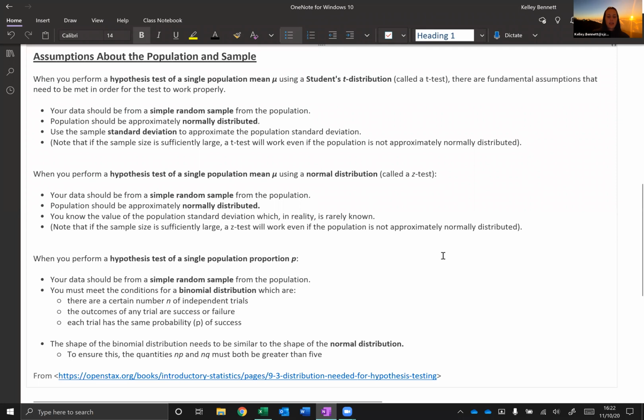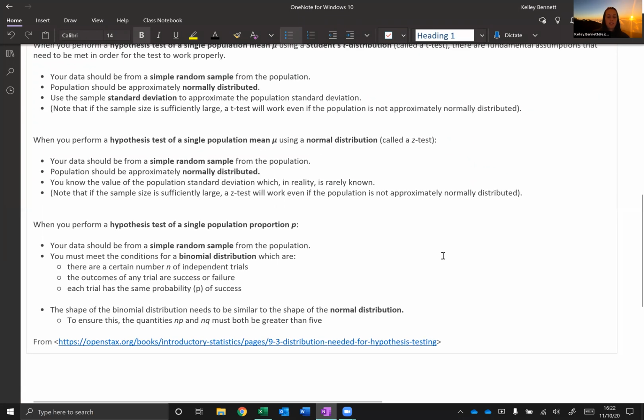And in the last case, where we're doing a hypothesis test of a single population proportion, P, again, we're having a simple random sample from the population, but we have a little bit different requirements on the second and third bullet points here. So we've got to meet the conditions for a binomial distribution, which is that we have a certain fixed number of trials n, which is typically our sample size as we saw when we constructed p hat.